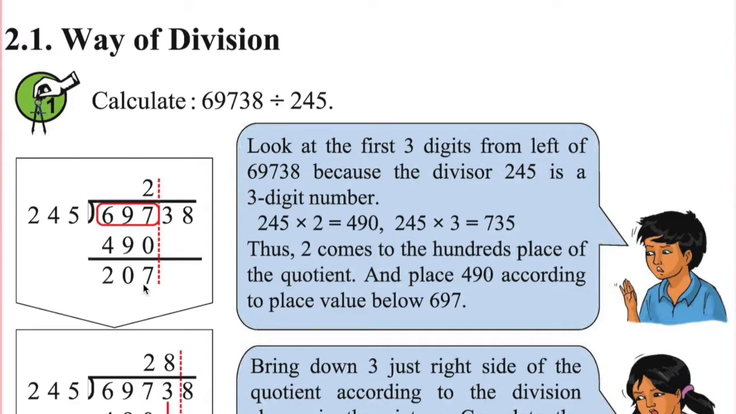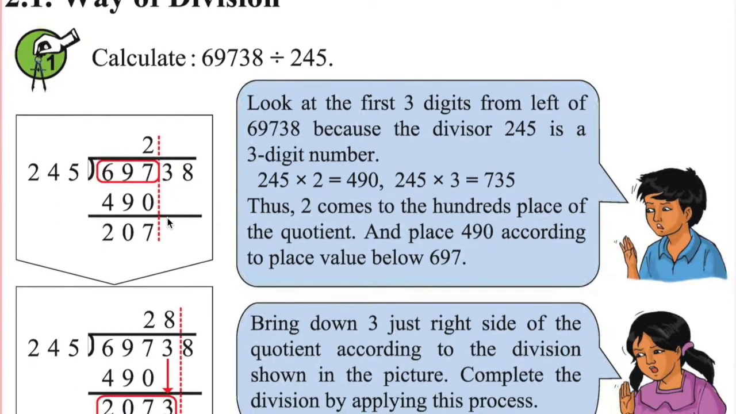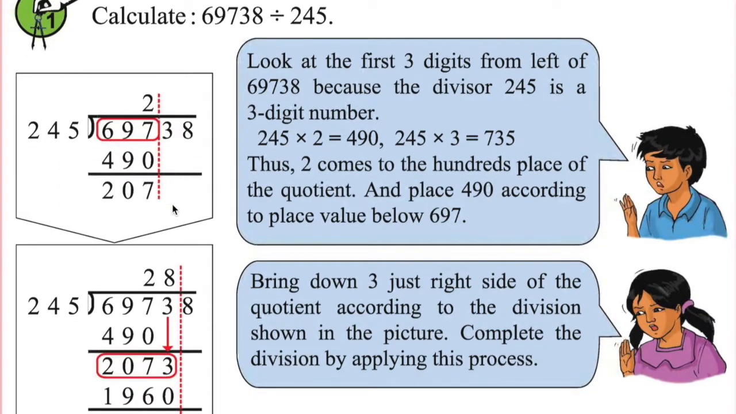This is 207. After that you have to take one digit at a time. 3 will come down. Now let's see which number will fit here. Since this is 2000, maybe 8. 245 into 8 is 1960. 8 5s are 40, 8 4s are 32, 8 2s are 16 plus 3, 19. If you go for 9, that will be larger than 2073. That is the reason why we took 8.